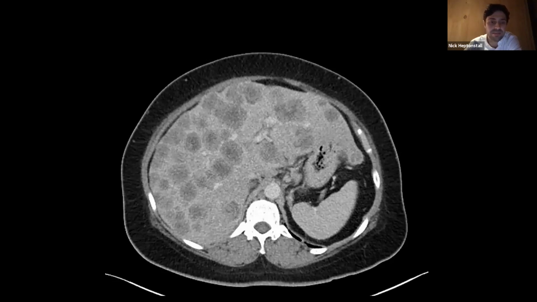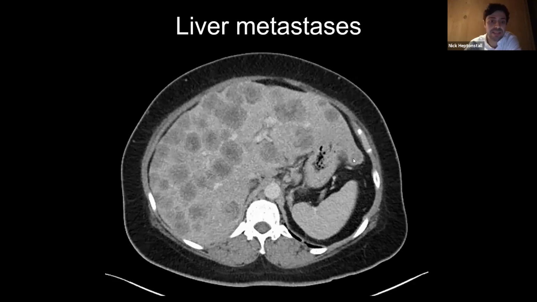So a CT. So clearly in the liver, there's multiple liver lesions of low attenuation. So these are liver metastases. Typically, liver metastases that are of low attenuation are colorectal, lung, and breast. If they were hypervascular, so they appeared bright on CT, it'd be things like RCC, thyroid, melanoma, and neuroendocrine tumors.